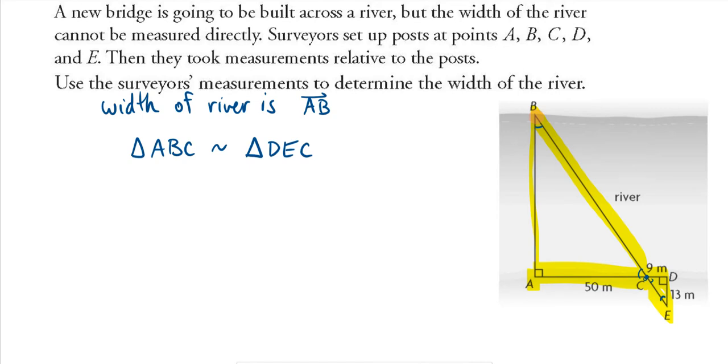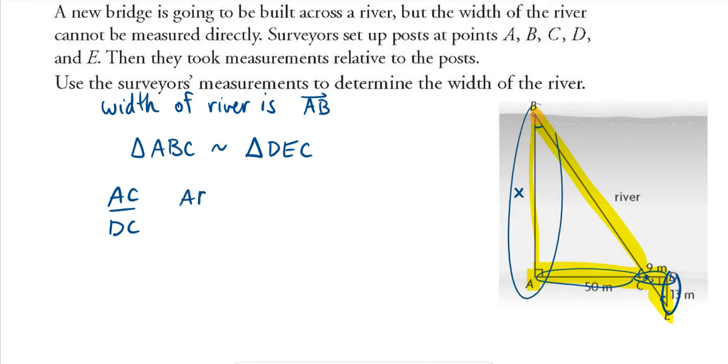Okay, now I can find scale factors and calculate ratios. So let's call the width of the river x, and I'm going to end up finding that one. And let's set up my scale factor ratios here. So let's look at AC, and the corresponding side is DC. So AC over DC. I'm doing the bigger triangle over the smaller triangle. And we also have DE and AB as corresponding sides. So AB over DE. And then the last pair of corresponding sides are BC and CE or EC. And the scale factors will all equal each other.